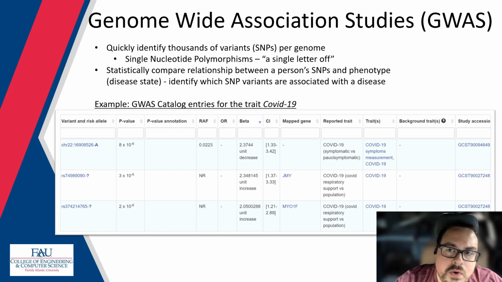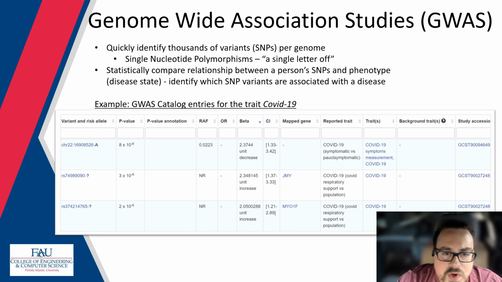So, as I said, GWAS is the Genome-Wide Association Studies. This is a relatively new technology, the last 10 or so years, that allows us to do genetic sequencing in the entire genome at one time. It allows us to identify potentially thousands of genetic variants associated on a single genome. These are specifically what are called SNPs, single nucleotide polymorphisms.